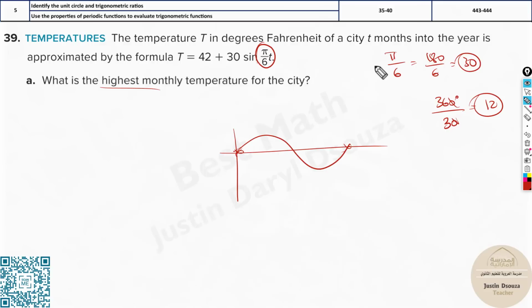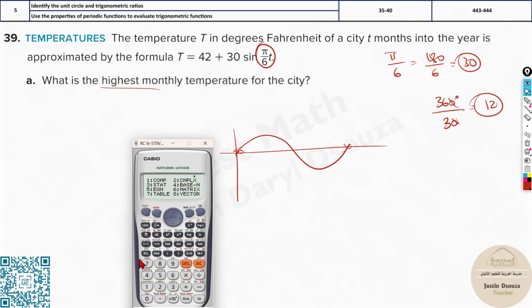Let's do it in the calculator now. And there's one more thing over here. Since it's already told that the months of the year are 12, it must be 12. Let's go to mode and 7 and then type in this equation, 42 plus 30 sine. If I write pi by 6, I'm going to get an error because I'm converting everything in degrees. So if I have the mode in degrees, I have to write in degrees. Now pi by 6 is 30 degrees. You can just remember pi is 180. Always divide 180 by 6. You'll get it in degrees. Then multiply it with alpha x. Close the bracket. Start it at 0.